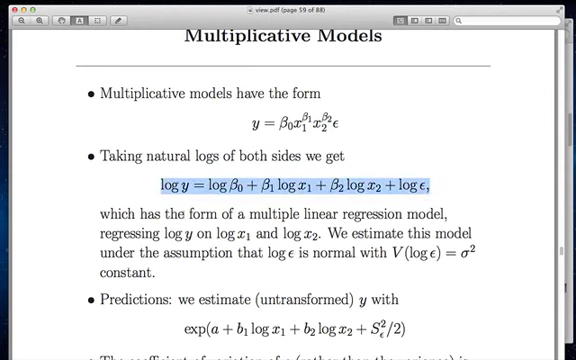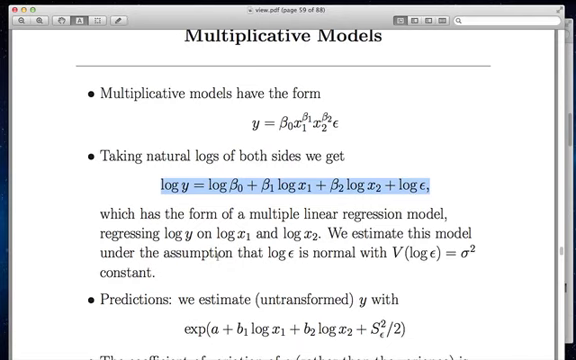So you just have the log of y is going to be the log of the scaling constant beta naught. Then beta 1 times the log of x1, beta 2 times the log of x2, and so forth. So this looks just like the regular multiple regression model, except that all my variables are logged ahead of time. In other words, if I were to regress the log of y on the log of x1 and the log of x2, I would get exactly this model.